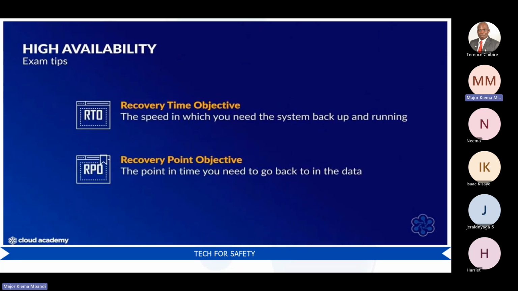Recovery time objective, the speed in which you need your system to be back up and running, that is RTO. While RPO, the point in time you need to go back into the data. So RPO is in terms of data loss, RTO in terms of interruption. What amount of time can you withstand interruption for your business?